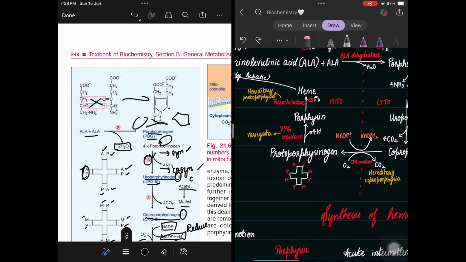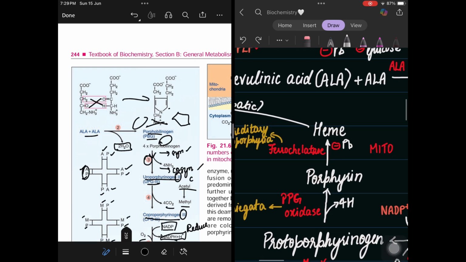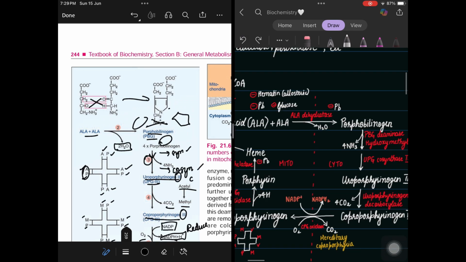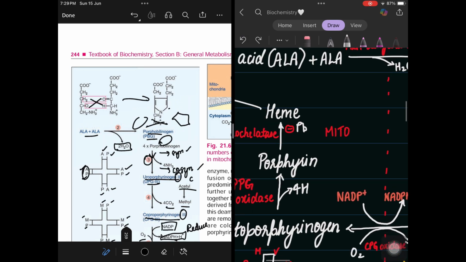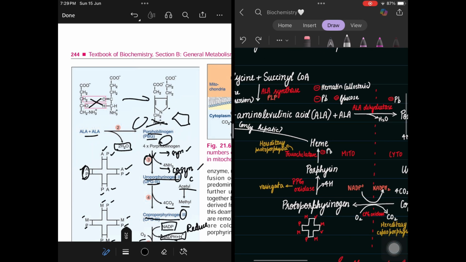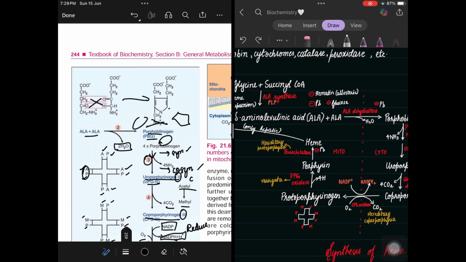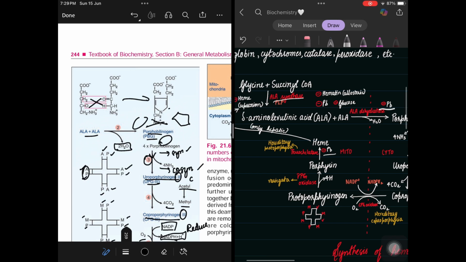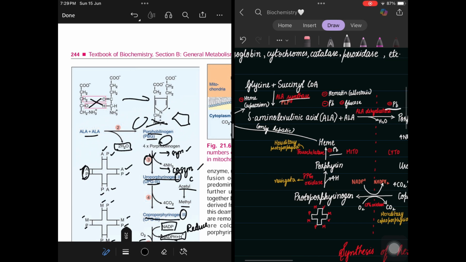What else? Yeah, the final step, the ferrochelatase or the heme synthase step, is also inhibited by lead. In other words, lead interferes with heme synthesis at 3 steps: your ALA synthase step, ALA dehydratase step, and ferrochelatase. So that's it for today. I hope this was useful.